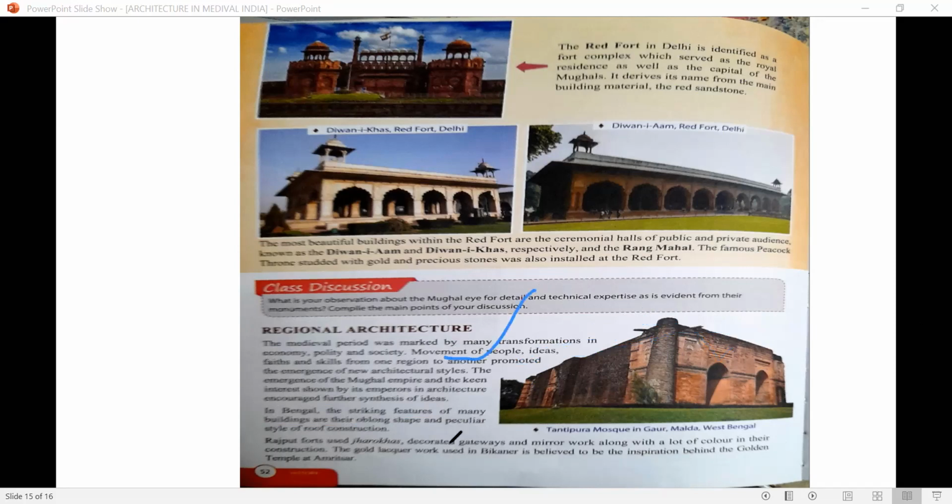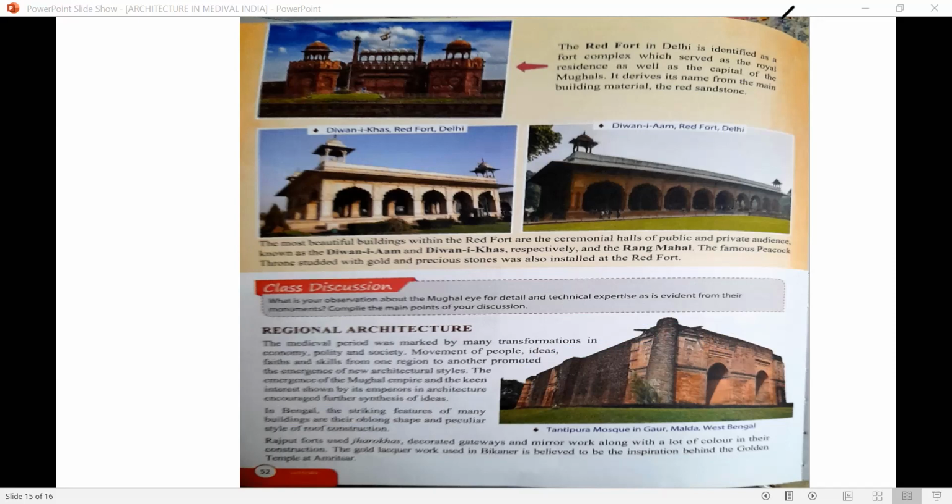And then one more thing over here, which is written as Rajput forts. Listen to me carefully now. Rajput forts used jharokhas, decorated gateways, and mirror work along with a lot of color in their construction. So who used a lot of colors in their construction? It was one and only the Rajputs, also known as the sons of a ruler. The gold lacquer work used in Bikaner is believed to be the inspiration behind the Golden Temple at Amritsar.